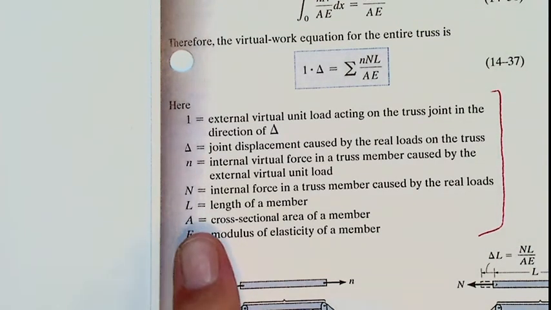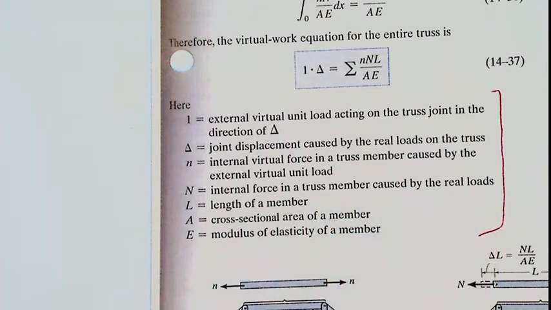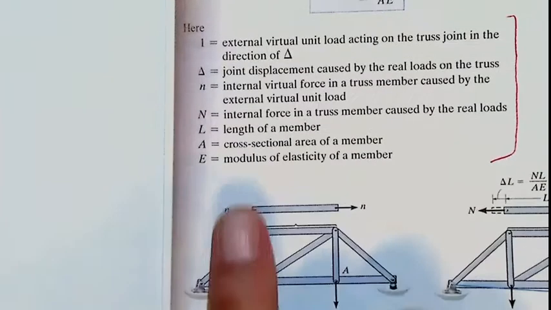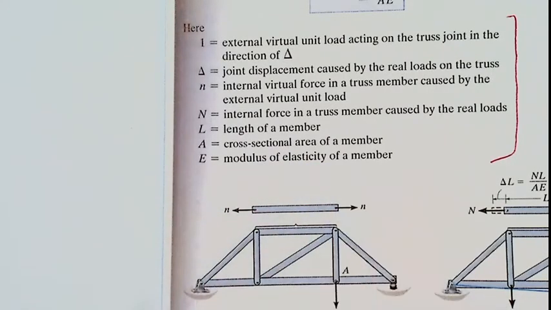Now, N is the internal force in the truss member caused by real loads. L is the length of the member. A is the cross-sectional area of the member. E is the modulus of elasticity of the member. You may say, come on, I don't need this repeated, E we know already. No, he writes everything, just to remind us again and again.